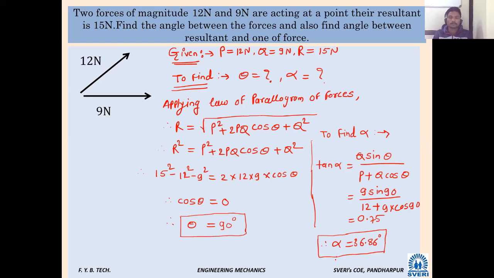Okay. Very simple. Only the basic formula we have to apply. Once you know the law of parallelogram of forces, you have to apply the resultant: R is equal to under root P square plus 2PQ cos theta plus Q square. As simple as this. Only theta is unknown in that. P is known, Q is known, R is known. So you only have to find theta. Once we get theta, you have to find alpha. Very simple.